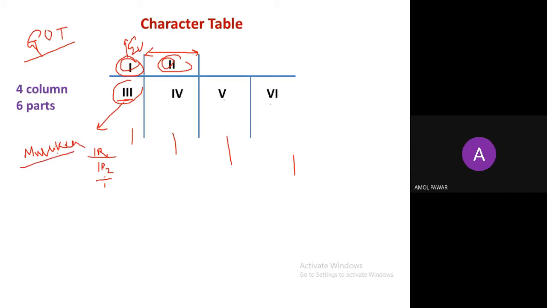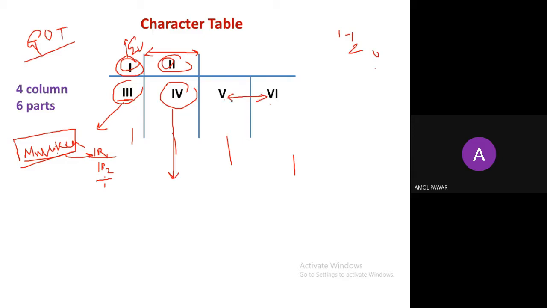How do we write Mulliken symbols from this IR1, IR2, and so on? There are different rules to write Mulliken symbols on the basis of these irreducible representations. So part 3 is irreducible representations, Mulliken symbols. Now part 4 is characters of irreducible representations. Character means values, elements: 1, -1, 2, 0. These are the characters of irreducible representation. This is part 4.